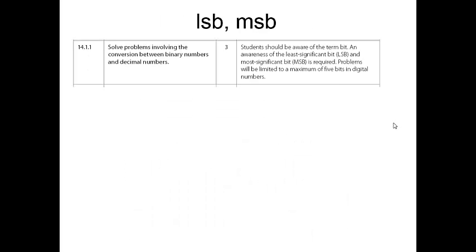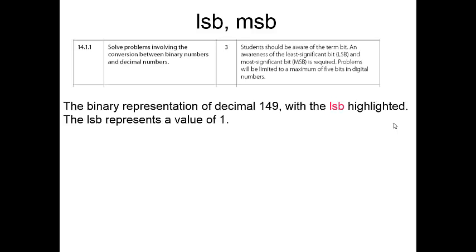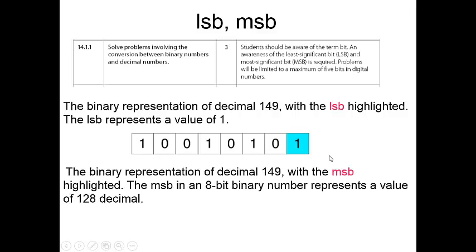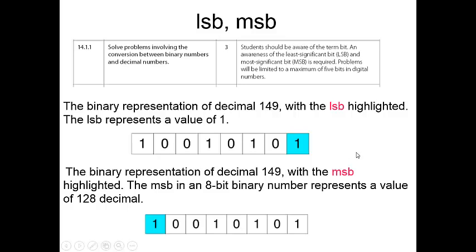The IB asks us to make sure we're aware of the terms least significant bit and most significant bit. I'll talk about what a bit is in a moment. But if we have a binary representation of 149, the LSB, or the least significant bit, is represented by the smallest 1. Whilst the most significant bit is represented by the value of 128.